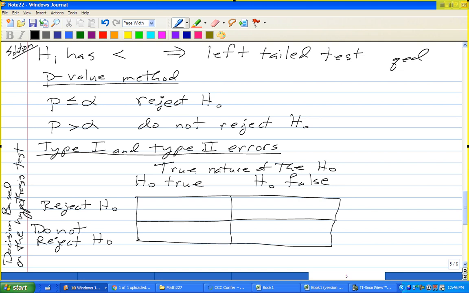So we can suppose that the null hypothesis is false and we reject the null hypothesis. Well, then that's good. I've made a correct decision. So this is good. Suppose the null hypothesis is true and we did not reject the null hypothesis. Okay, good. So that means that we thought the null hypothesis was true. So this, again, was a correct decision.